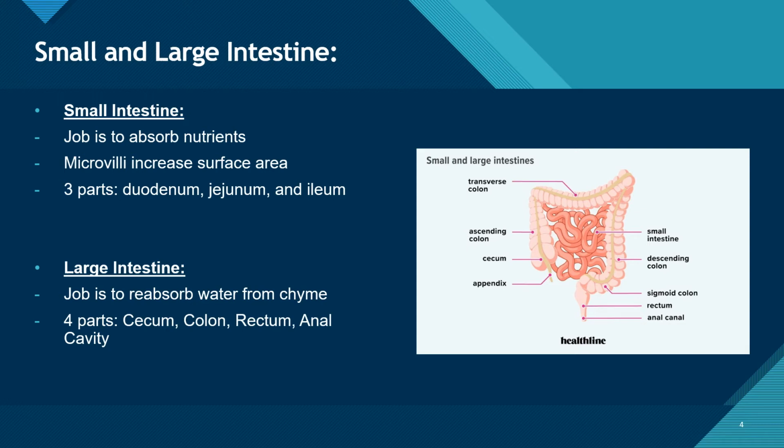Then we have the large intestine, whose main job is to reabsorb water from chyme. And remember, chyme is that substance from the stomach. It also breaks down into 4 parts. So we have the cecum, the colon, which breaks down into little sub-parts itself, and you can see them on this diagram. So we have the ascending, the transverse, the descending, and then the sigmoid. It also has the rectum, and then lastly, the final part of the digestive system, the anal canal.